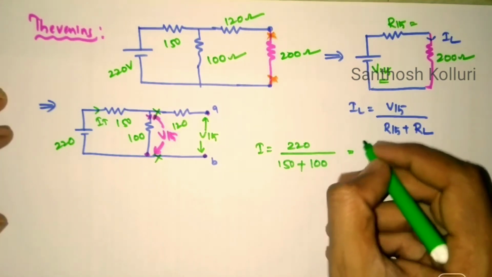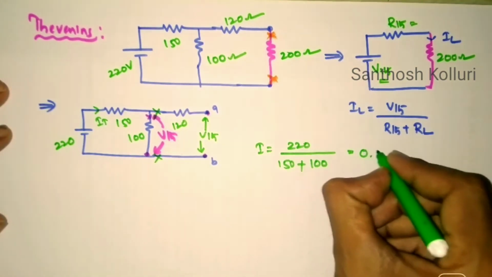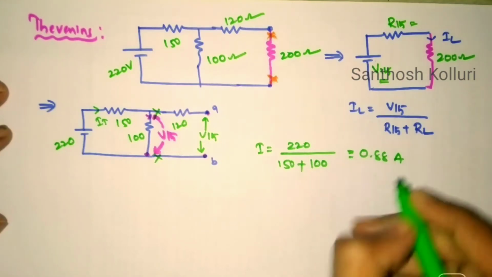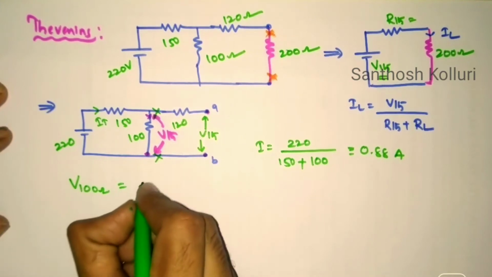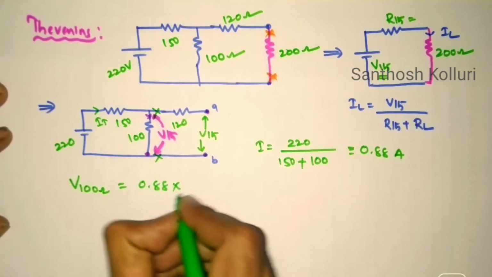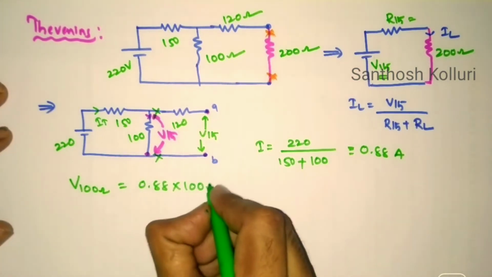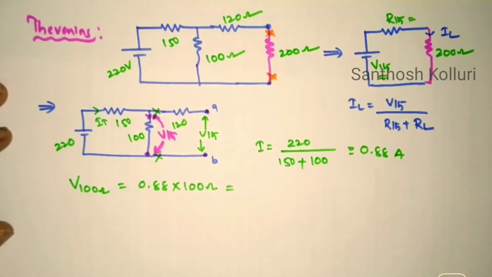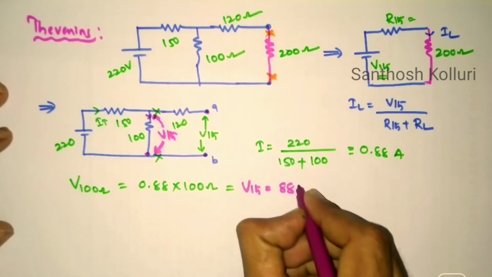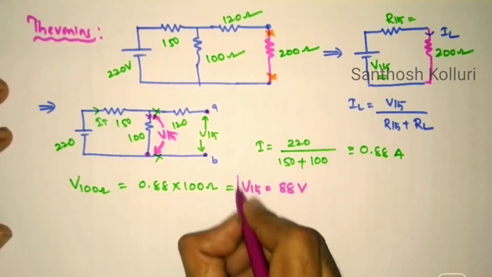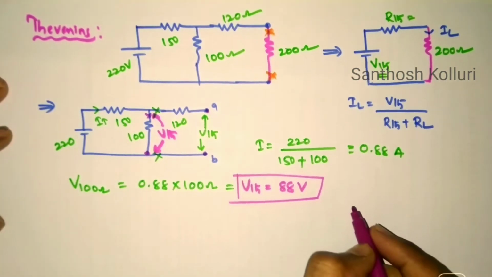So this can be 0.88 amperes. Then the voltage across 100 ohms can be written as 0.88 into 100 volts. The voltage across 100 ohms is nothing but our Thevenin's voltage VTH, which is equal to 88 volts. This is our Thevenin's voltage.